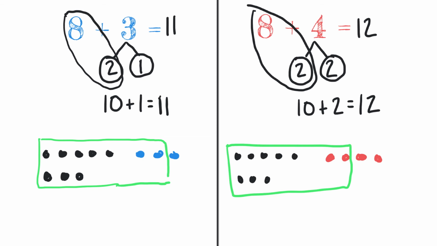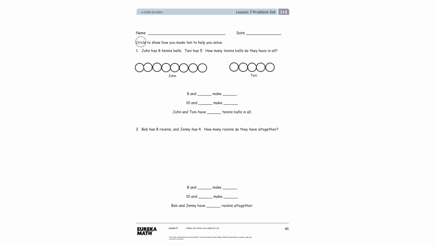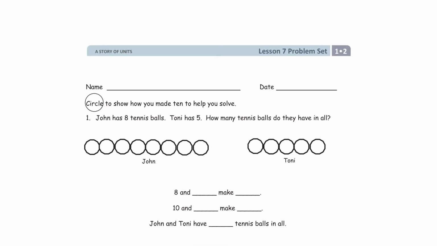All right, boys and girls, what I want you to do right now is to go ahead and pause the video and grab your problem set. We're going to start taking a look at some of those problems. This is what your problem set should look like. It will say up here at the top, Lesson 7 problem set, and it will say 1.2. Remember that 1 means first grade, and the 2 means unit or module 2, and we are on Lesson 7.